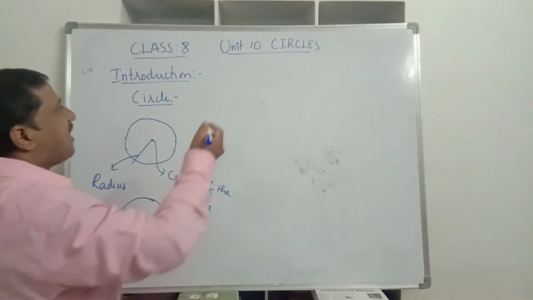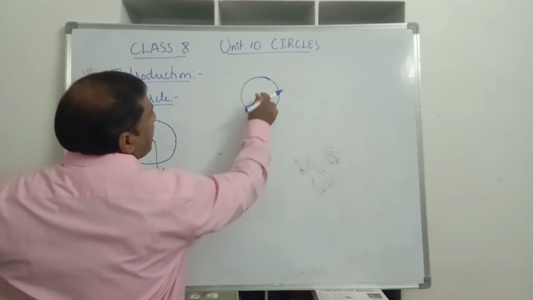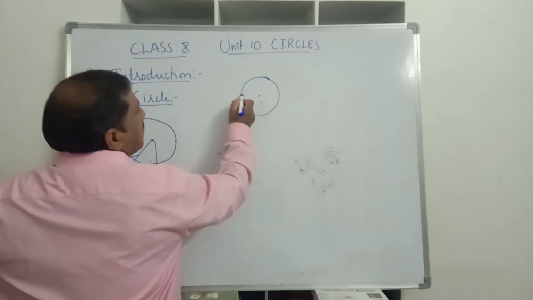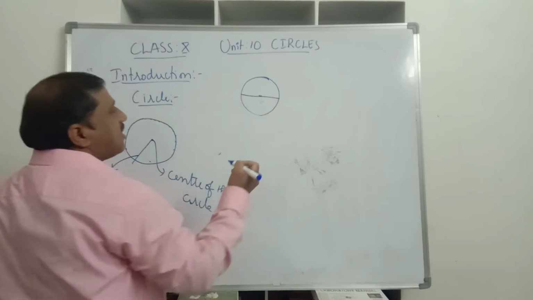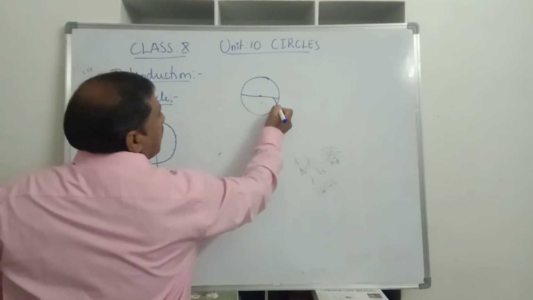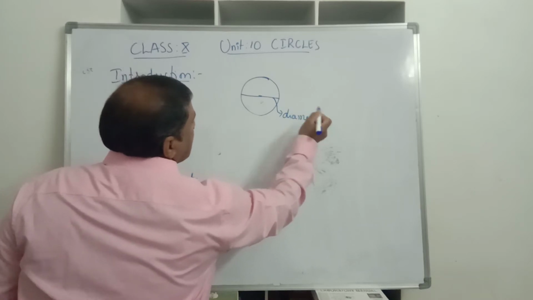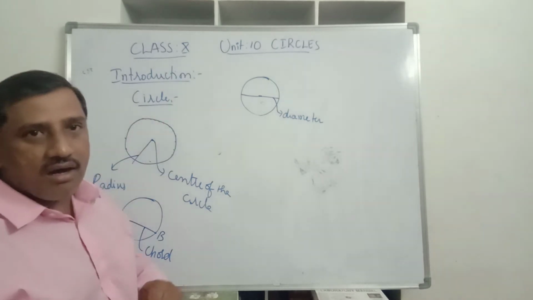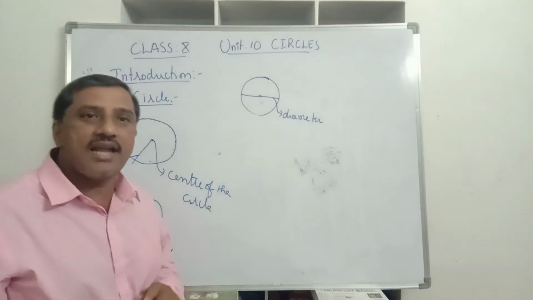Now what is diameter? Diameter is the longest chord, and it passes through the center of the circle. So it is known as the diameter of the circle. So what is the diameter of the circle? The longest chord of the circle is known as the diameter, or the chord which passes through the center of the circle is known as the diameter.